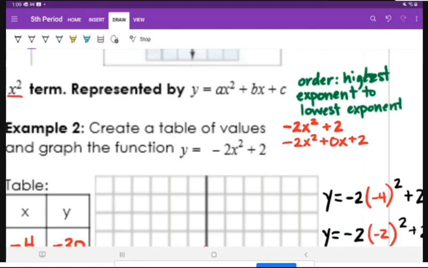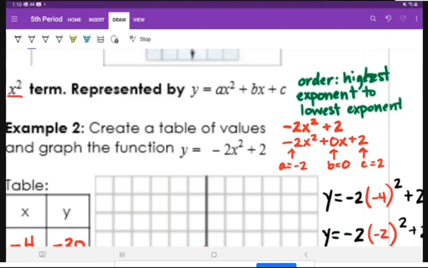So the reason there was no 0 in the original problem was because it's kind of silly to write that, right? 0x is just 0, so it disappears. But this can help you identify your A, your B, and your C. So in this example, our A is -2, our B is 0, and our C is +2.